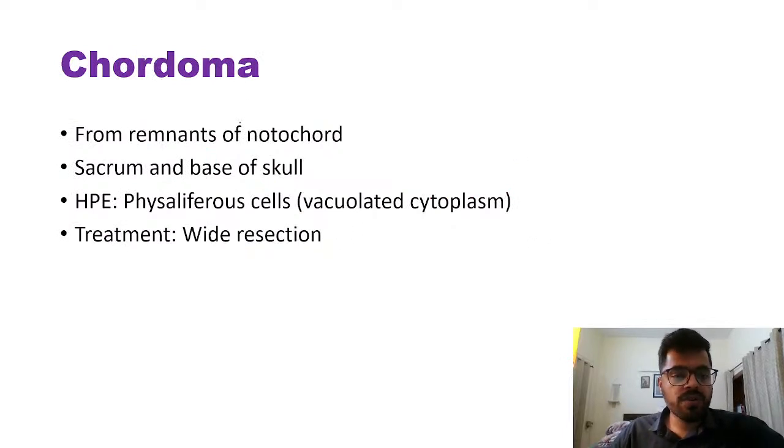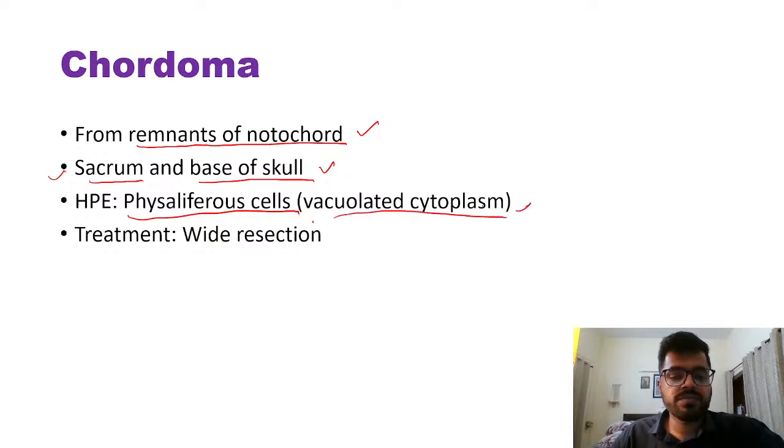Then there is chordoma. Chordoma arises from remnants of the notochord. It is seen in sacrum and base of skull. Histopathologically, there are physaliferous cells. These are cells with vacuolated cytoplasm. Treatment is wide resection. Chordoma arises from remnants of notochord. Therefore, it is seen in sacrum and base of skull.